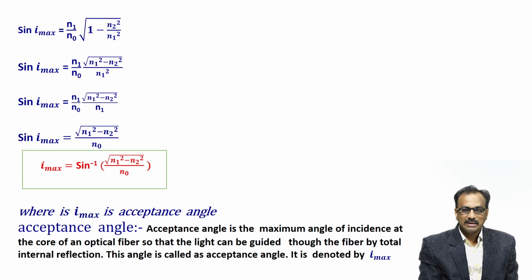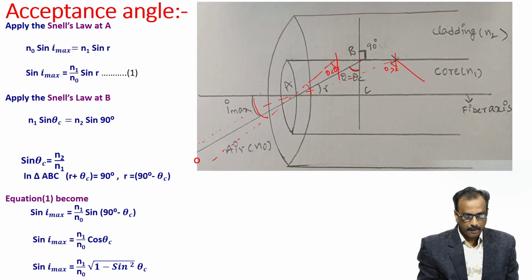Now finally I conclude that i maximum is the maximum angle made with the axis of the fiber to get total internal reflection. I maximum occurs only when theta equals theta c at B.